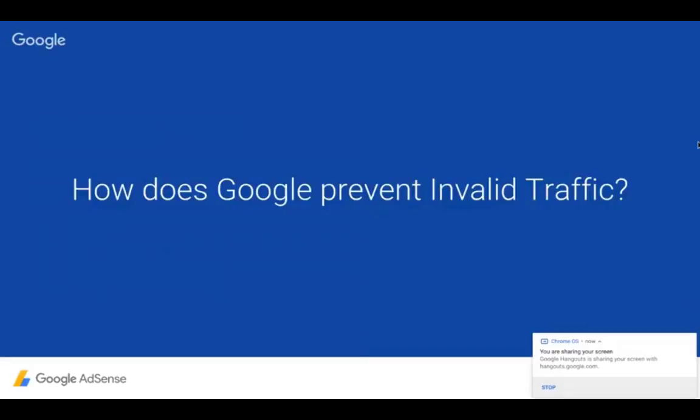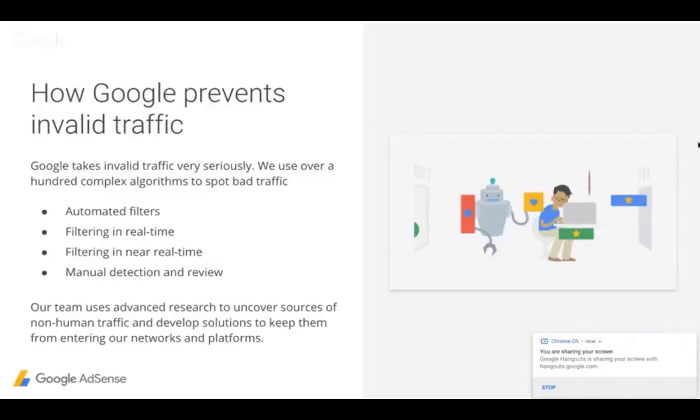So we saw what invalid traffic is, but now we'll talk about how Google prevents invalid traffic. We take invalid traffic pretty seriously, and that's why we have invested a lot. We have a lot of sophisticated automated defenses against invalid traffic. We have invested in people as well and have a very strong team of more than 100 PhDs, data analysts, and engineers who are working towards protecting you and your businesses from invalid traffic.